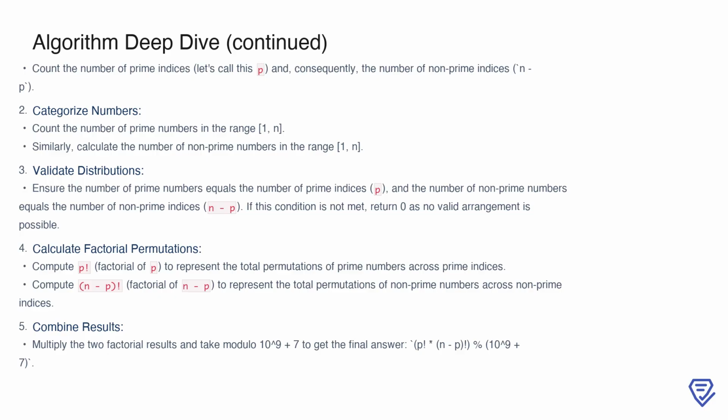Otherwise, we compute the factorial of p to determine all possible arrangements of prime numbers across the prime indices, and the factorial of n minus p for the non-prime numbers. Finally, we multiply these two factorials and take modulo 10 to the power of 9 plus 7 to ensure the result fits within the constraints.